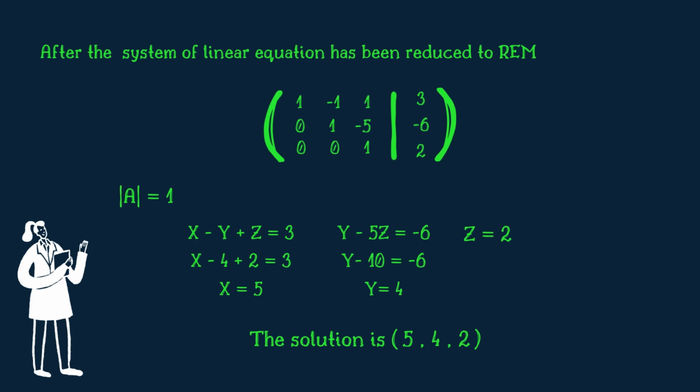Lastly, this is a solution to our problem statement. The determinant is equal to 1, hence it has a unique solution. After the system of linear equations has been reduced to row echelon matrix, we can calculate the solution easily. The final solution we will get is x equal to 5, y equal to 4, and z equal to 2. That's all. Thank you.